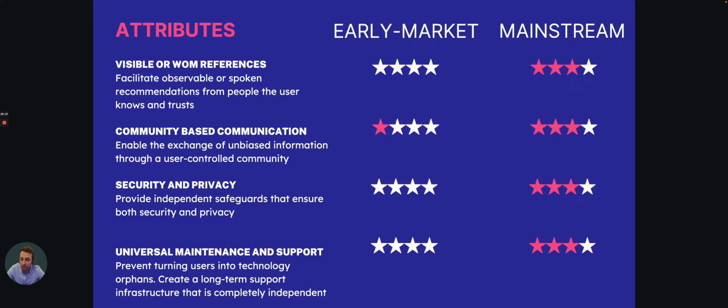Community-based communication. That means enabling the exchange of unbiased information through a user-controlled community. What happens with the information that flows from your company? The early adopters are supportive and trust what you tell them. But when we cross that chasm and move to the early majority, that other 34% of the market, they think those communications are biased. That's why decision making starts to be more difficult, and closing a sale is more difficult, because they need to compare, research, find references, and talk with someone they trust to ask about you, right?